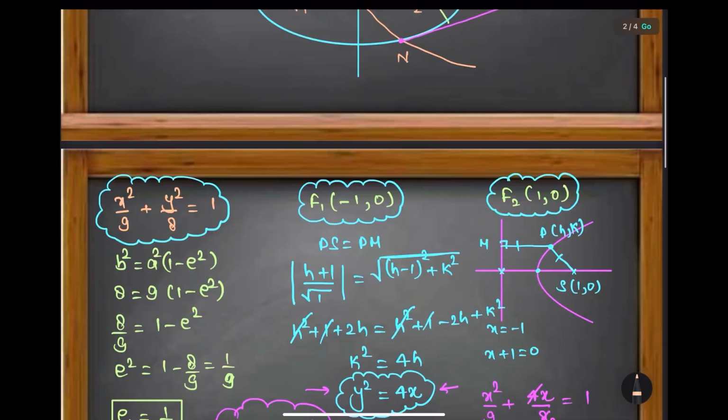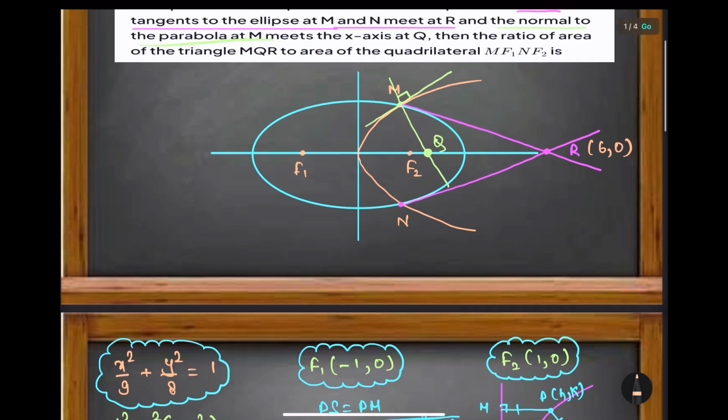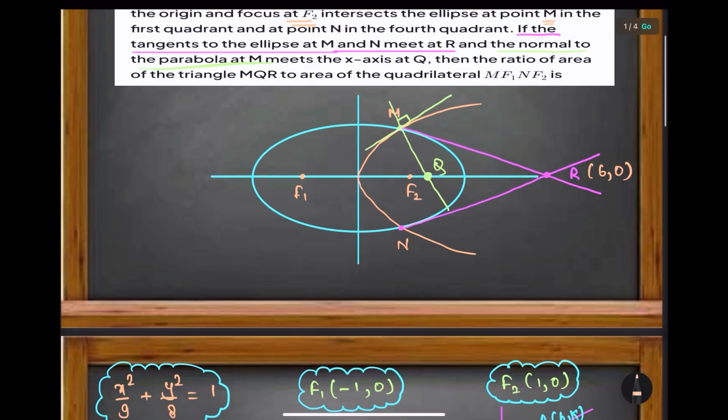So r is (6, 0). I hope till this part you are comfortable. Okay, so we got point R. Now we have to find point Q. So who is this Q? It is where the normal to the parabola at M meets the x-axis.